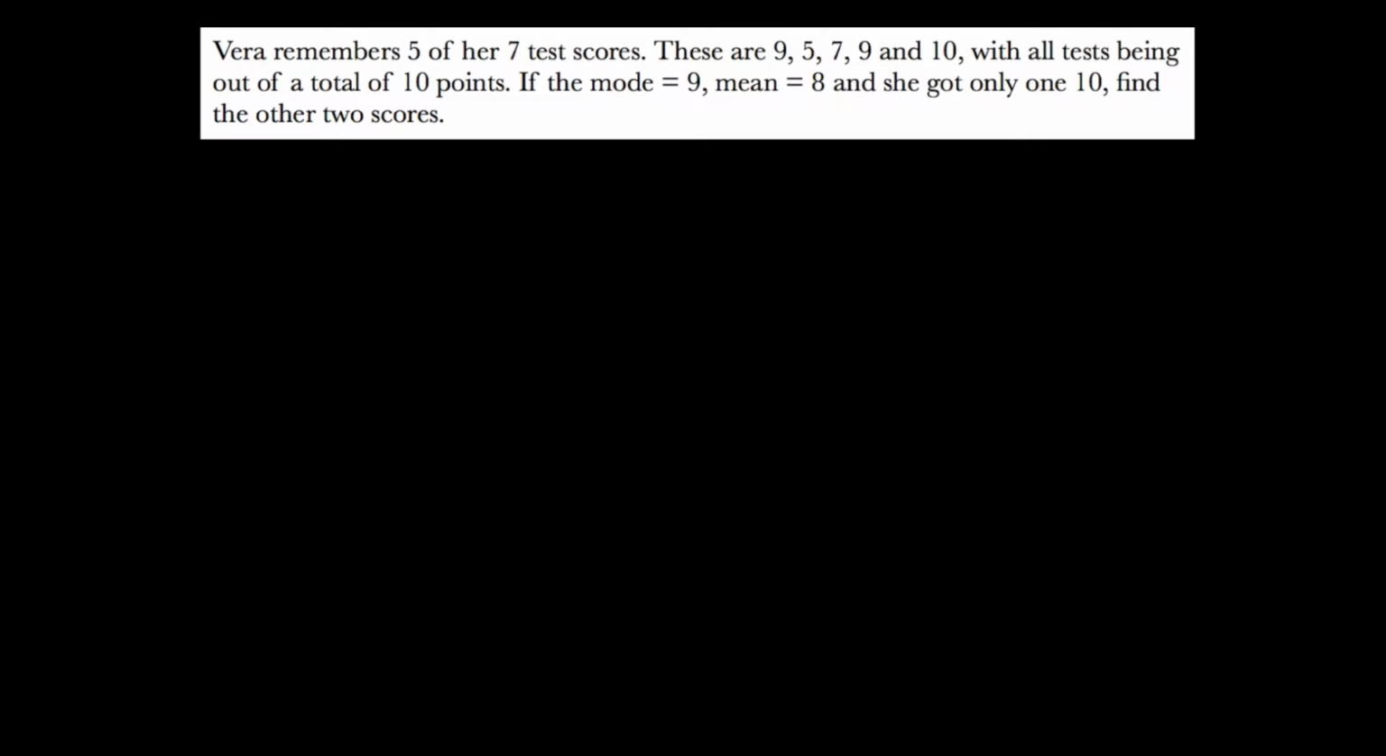Hello, in this video I'm going to go through a little harder problem dealing with mean, median, and mode. So let's get started. The question says, Vera remembers 5 of her 7 test scores. These are 9, 5, 7, 9, and 10, with all tests being out of a total of 10 points. If the mode is 9, mean equals 8, and she got only 1 10, find the other 2 scores.